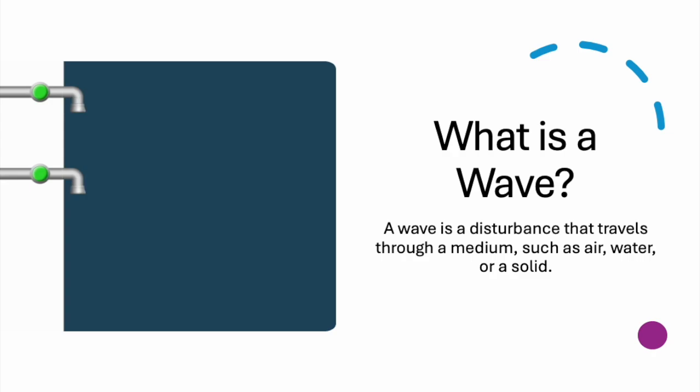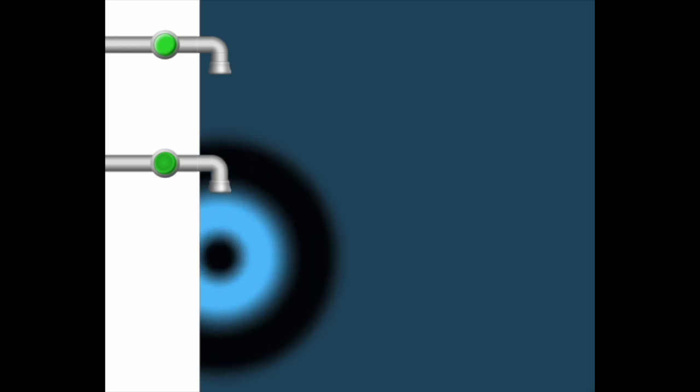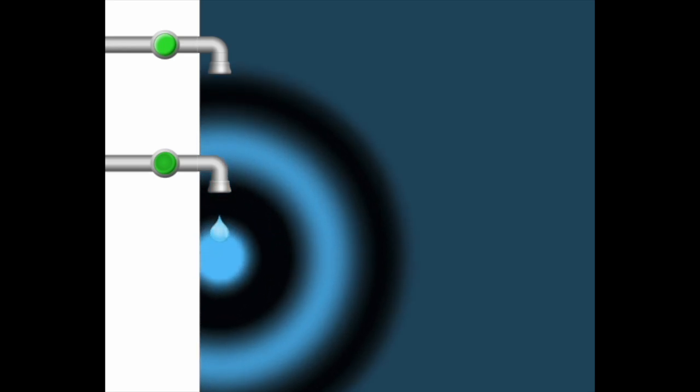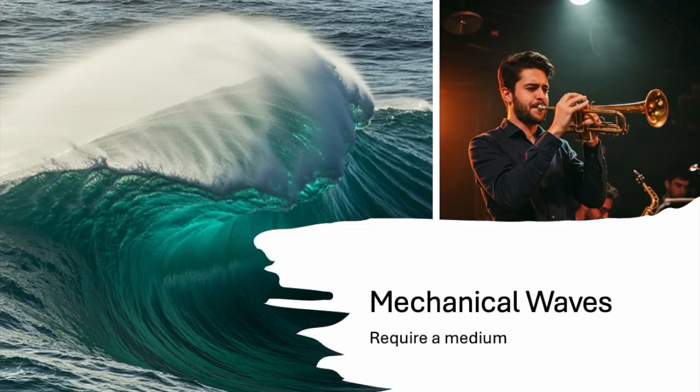A wave is a disturbance that travels through a medium, such as air, water, or a solid. Waves are classified into two types, mechanical waves and electromagnetic waves. Mechanical waves require a medium to travel. Water and sound waves are examples of mechanical waves. They travel through air, water, and solids.